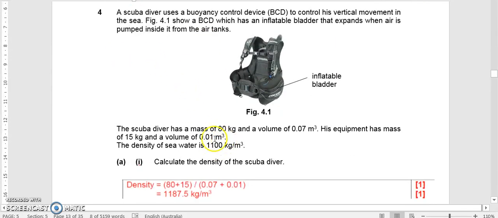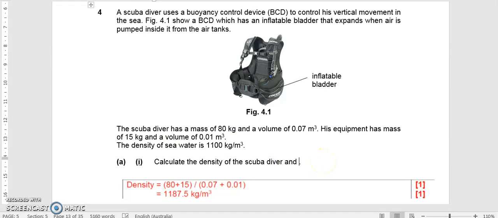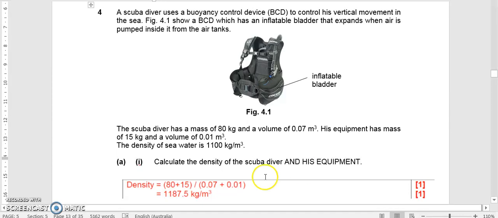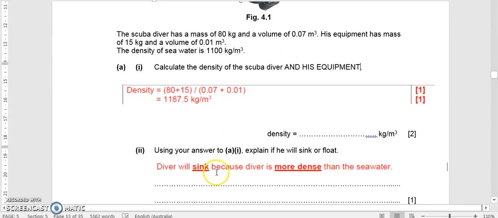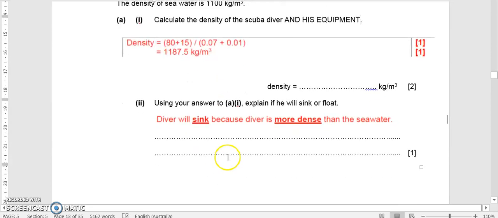Okay, question 4. I think there was actually an error in this question. The error which we asked you to rectify was to calculate the density of both the scuba diver and his equipment, right? So density is just the sum of the masses, which is 80 plus 15, divided by the sum of the volume. That's it. Answer 117.5. We'll give it to you even if you round off to 3 SFs.